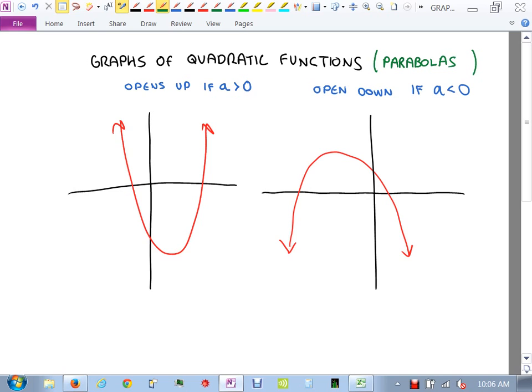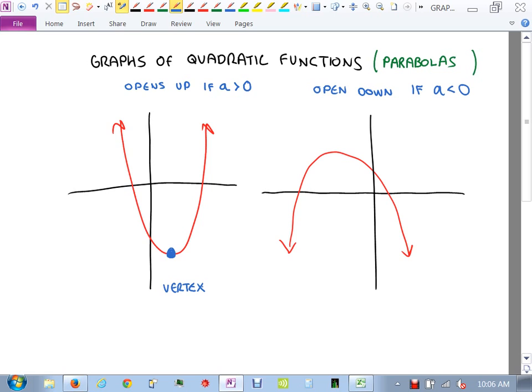Now there's an important point on both of these parabolas that I want us to label. On the one that opens up on the left, notice that there is a point at the very bottom of that parabola. That would be the lowest point on that graph, wouldn't it? The bottom of the valley. That point is called the vertex of the parabola.